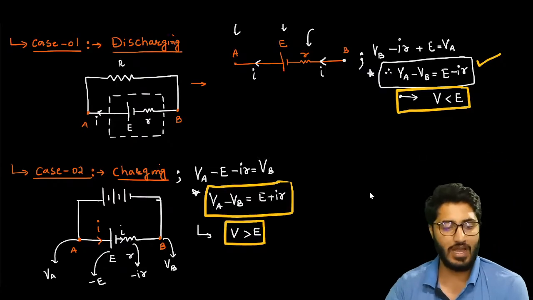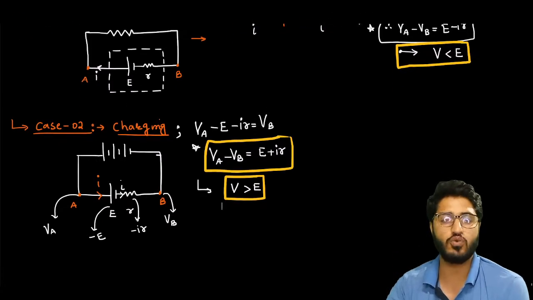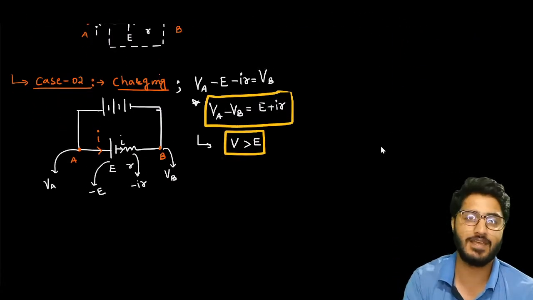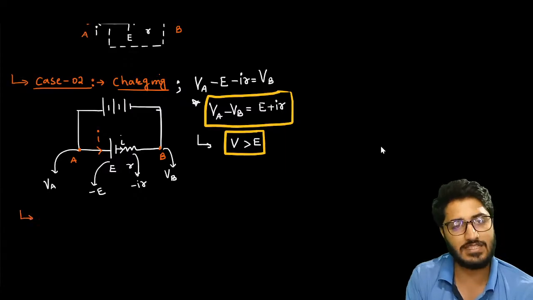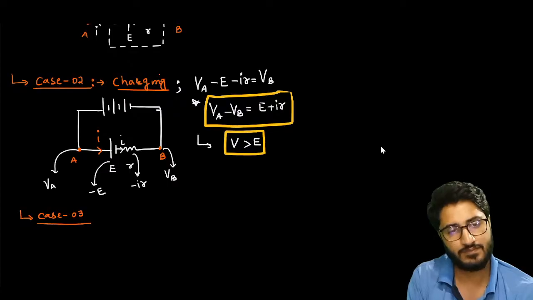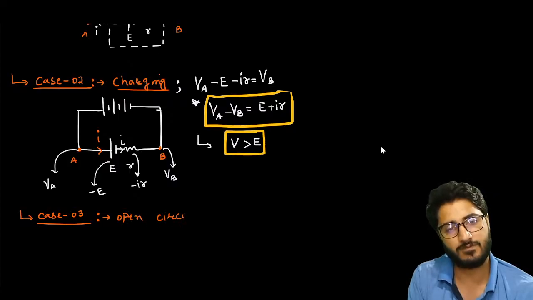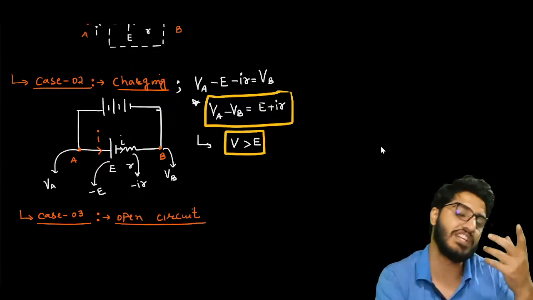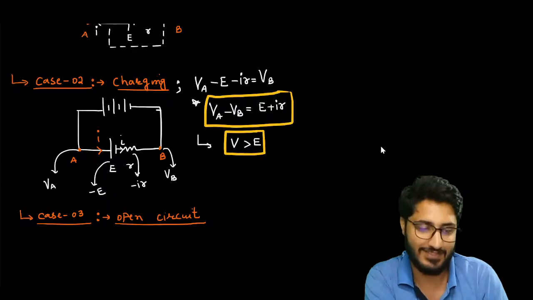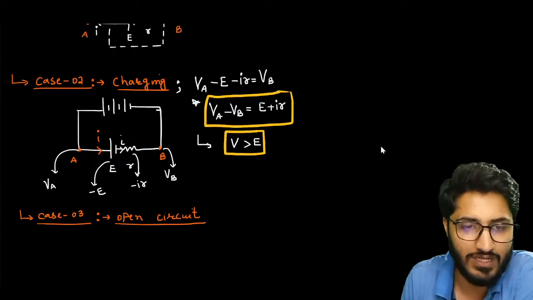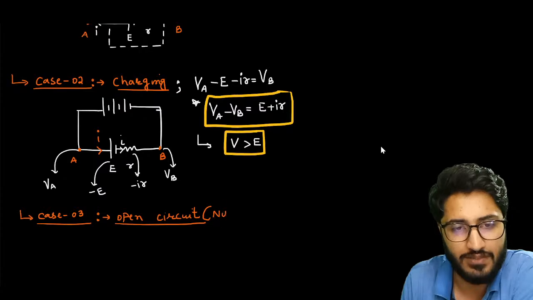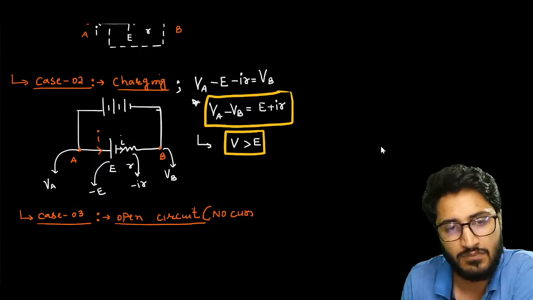Now, let us discuss case number third. Case number third means we are having an open circuit. Open circuit means current is neither leaving nor entering. So you can write, open circuit means no current.